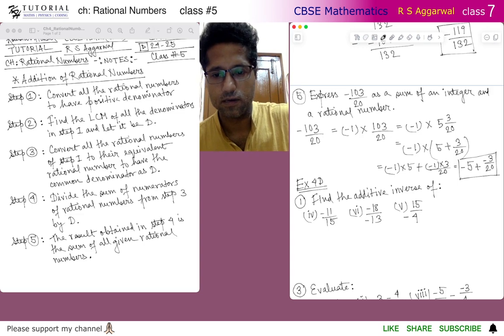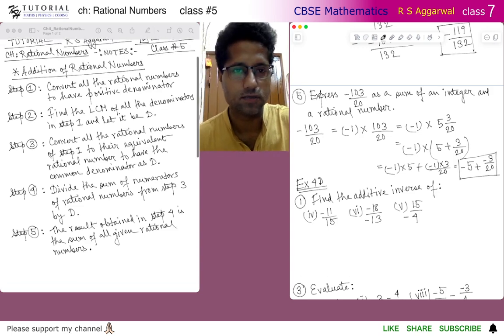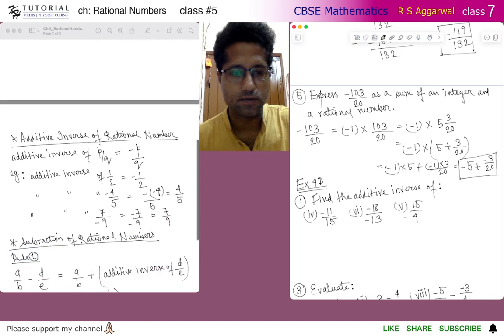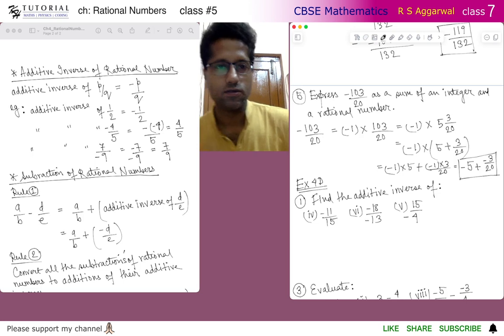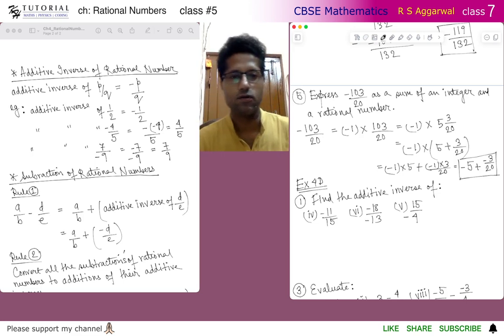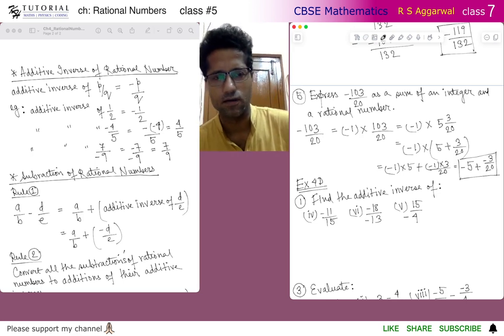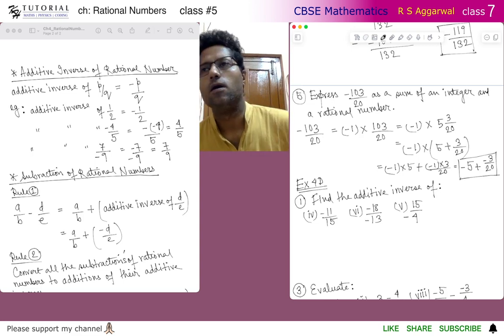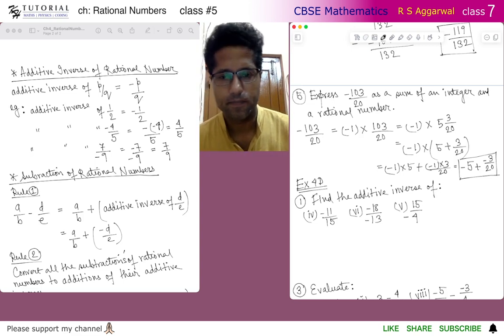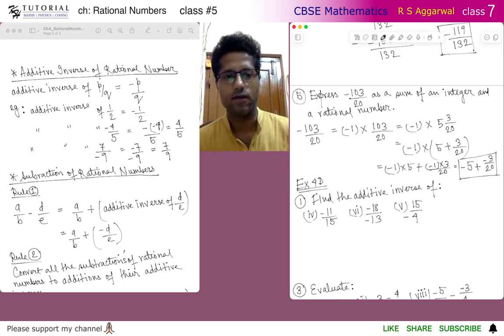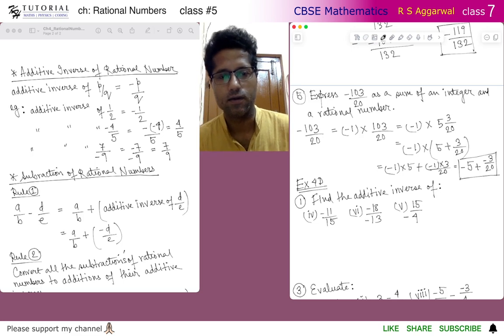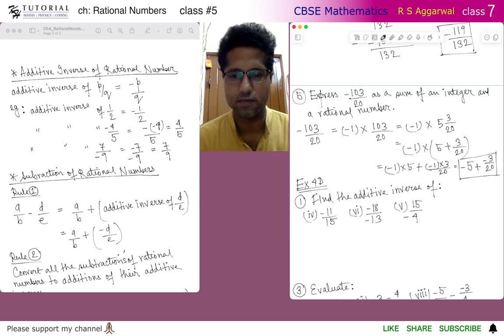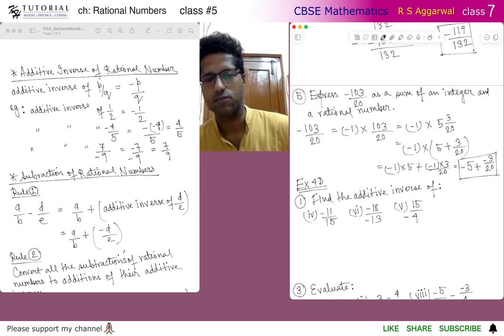Before solving the exercise 4D problems, we have to discuss the next topic, that is the subtraction of rational numbers. But before the subtraction of rational numbers, one concept you need to know is the additive inverse of a rational number. You have already studied additive inverse of an integer, so the concept is the same. The additive inverse of a rational number in the form p by q is nothing but you negate the numerator, and the denominator remains the same. So the additive inverse of p by q is minus p by q.